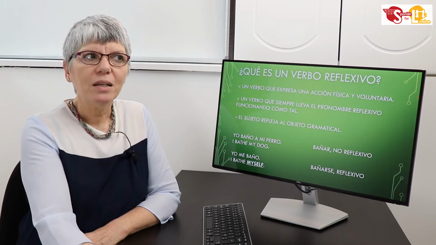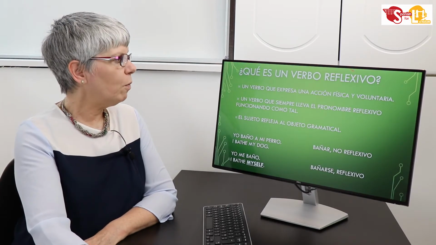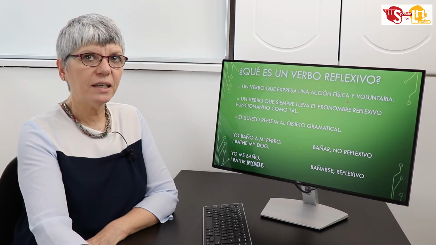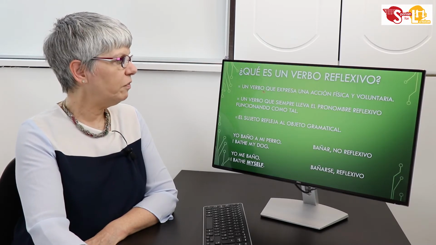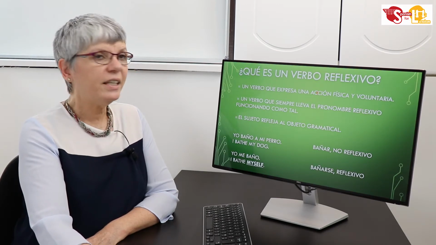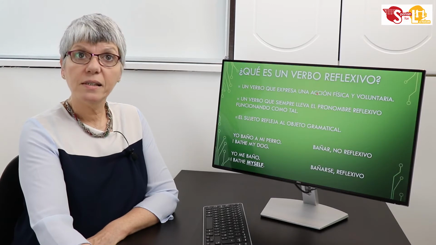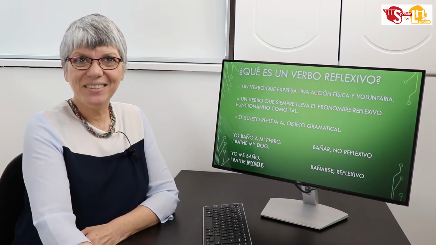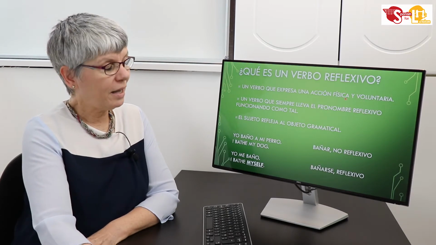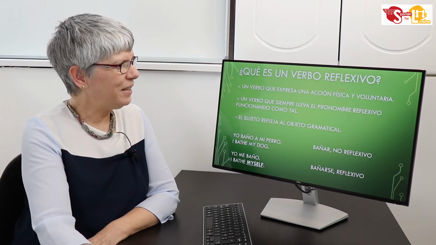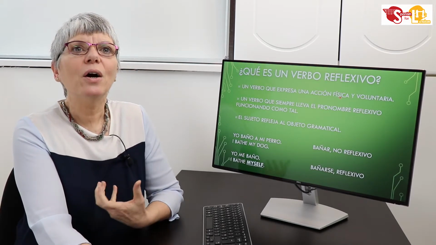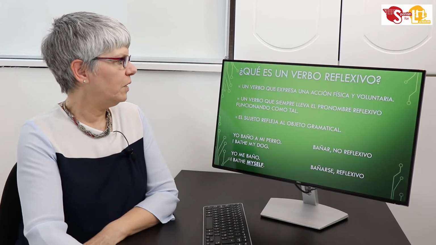Let's see the features of these verbs. Un verbo reflexivo es un verbo que expresa una acción física y voluntaria. So, a reflexive verb expresses a physical and voluntary action, always, siempre. Por ejemplo, bañarse. Do you sit to bathe? You do something voluntarily. At least some people do this voluntarily, and it's a physical action. You do this with your own body.